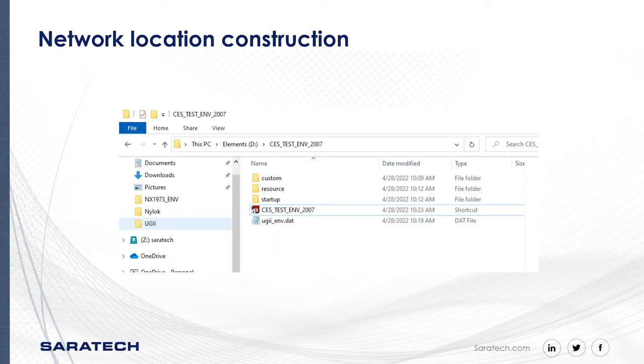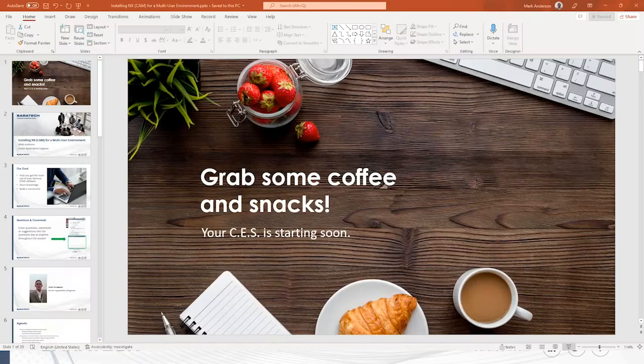Now, where did we get this structure from? I'm going to show you in the demo just shortly after this, but we're going to have the custom folder, the resource folder, the startup folder, the icon for that version of NX, and then the Ugii_env.dat file from that version of NX. So now let me go ahead and show you a demo of this.